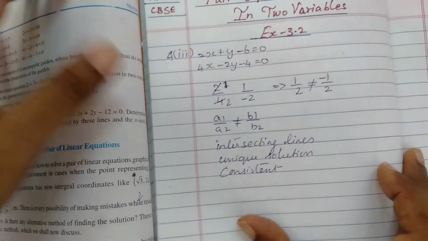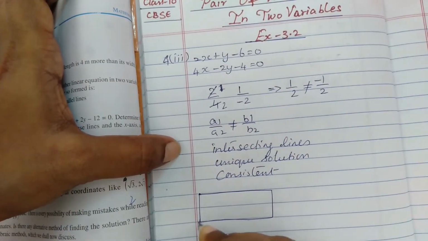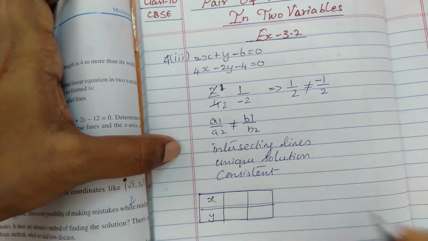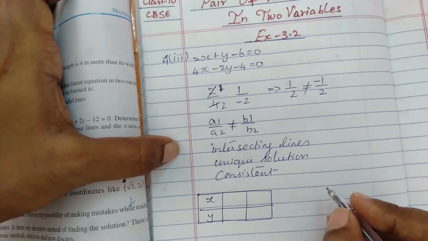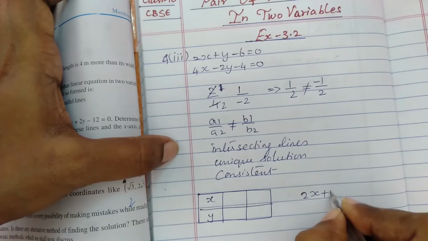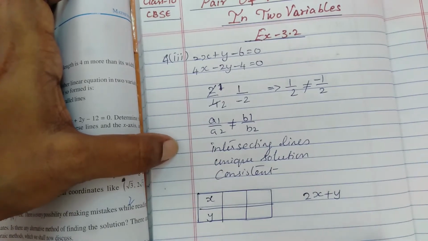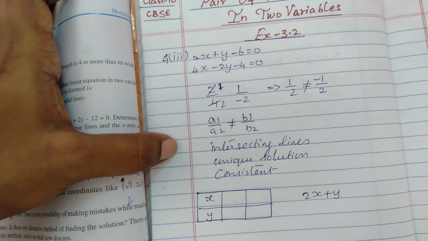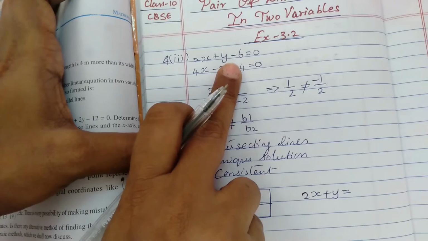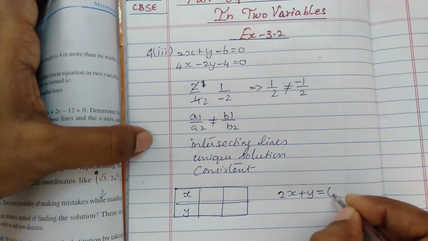So let's do the table for the first equation. Here x and y, I'm taking the first equation 2x + y. I told you that when we need to solve the equation, we need to move the constant term to the right hand side, right? So here constant term is minus 6. When it moves to the right hand side, it will be plus 6. So here 6.